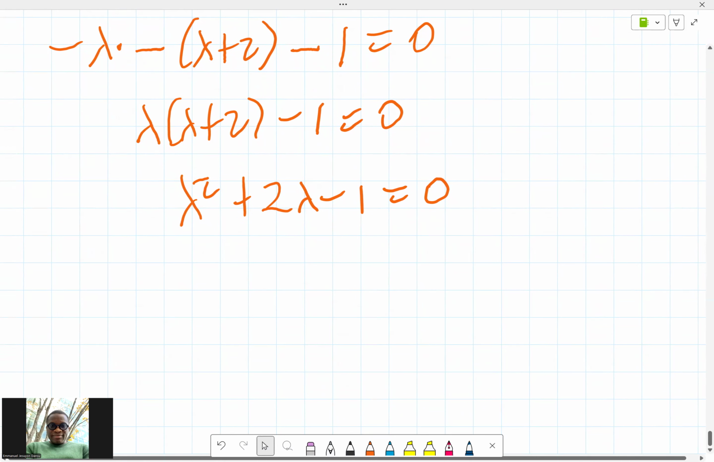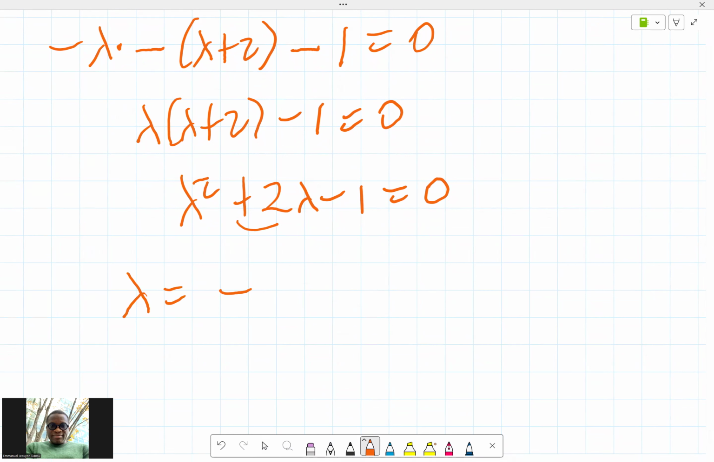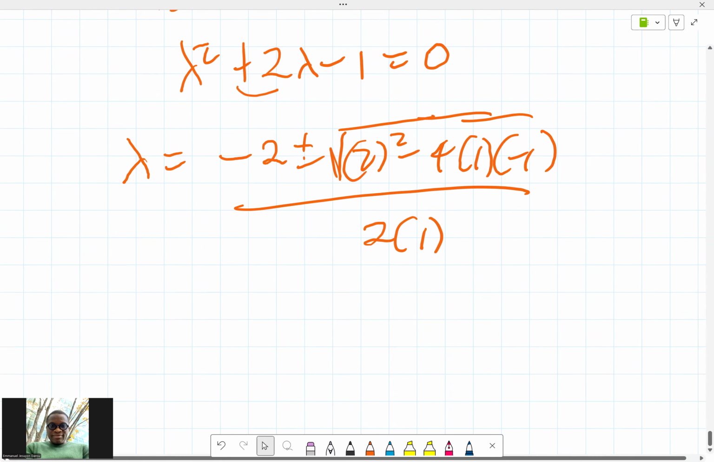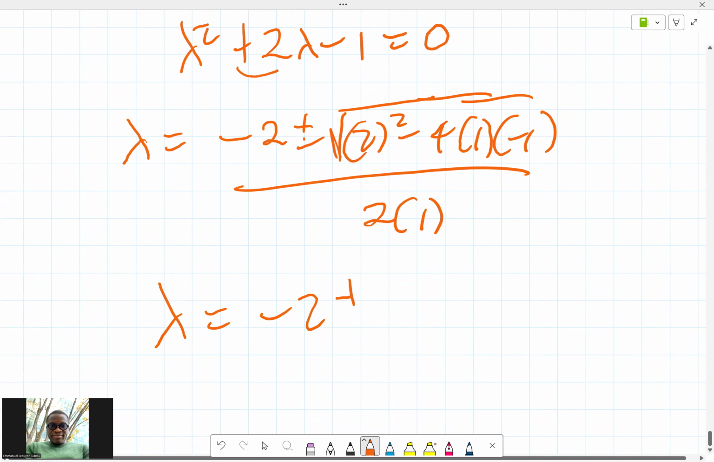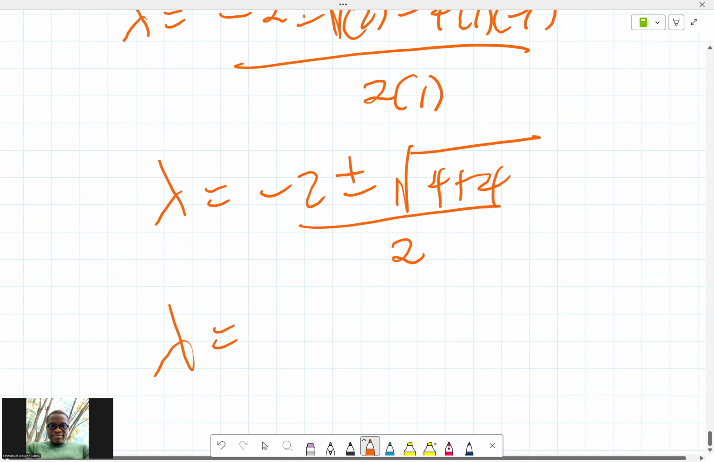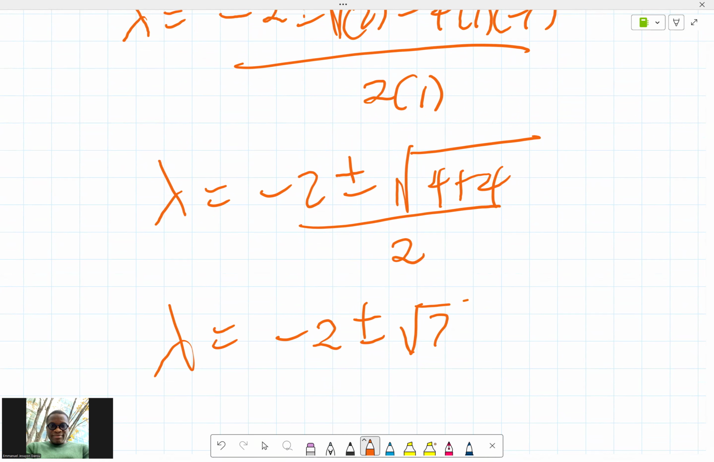Right. So, okay, let me just go straight. Lambda is equal to minus b, b here is 2, plus or minus the square root of 2 squared minus 4 into 1 into minus 1, all over 2 times 1. So lambda is equal to minus 2 plus or minus square root of 4 plus 4, 8, all over 2 times 1, 2. Okay, so lambda is equal to minus 2 plus or minus root 8.